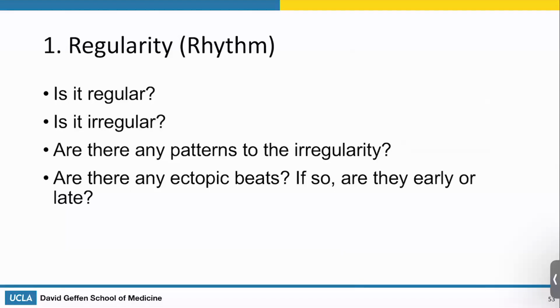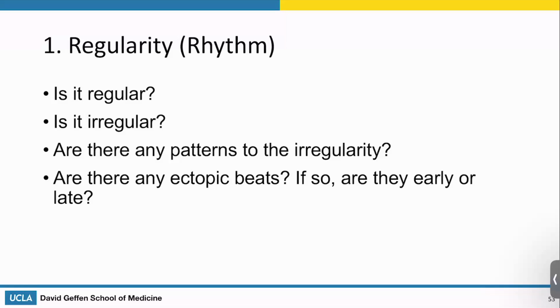So regularity, is it regular? Is it irregular? And are there any patterns to that irregularity? So it may be bump, bump, bump, bump, bump, bump. That has a regularity to it. Did you kind of hear what was going on there? That's actually a regularly irregular rhythm, meaning that there's some type of regularity to it. Now, if you have something that's just all over the place, and this is going to be represented by AFib, where it's just boop, boop, click, click, click, click, that's going to be your AFib. That's your irregularly irregular, okay?